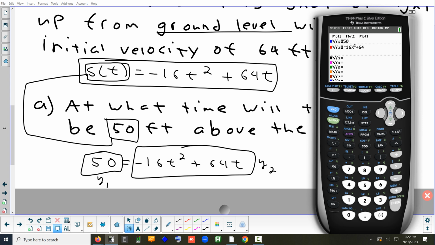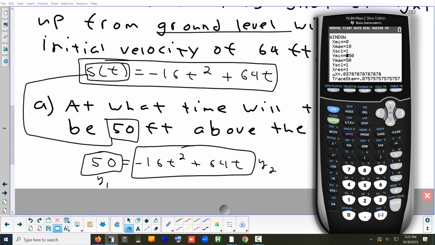Okay, now before we hit graph, what should we always check? Window. Yep, check our window. Okay, negative 10. Well, x is really what t is. We just have to use x. Does negative 10 make sense for time? What's the smallest time you could have? 0. Yeah, no time has gone by. The maximum amount of time, well, that depends how long it's in the air for. We don't know. We'll just leave it at 10 and see what happens.